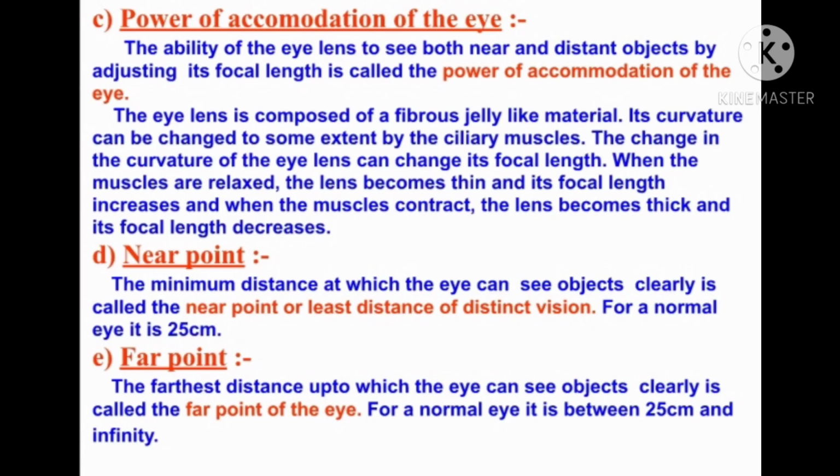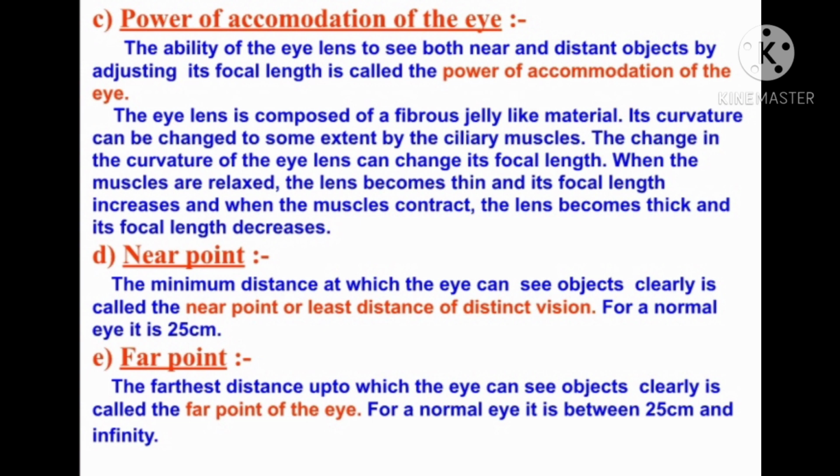Now, let us see the next topic, that is power of accommodation of eye. What is power of accommodation? It is the ability of the eye lens to see both near and distant objects by adjusting its focal length.